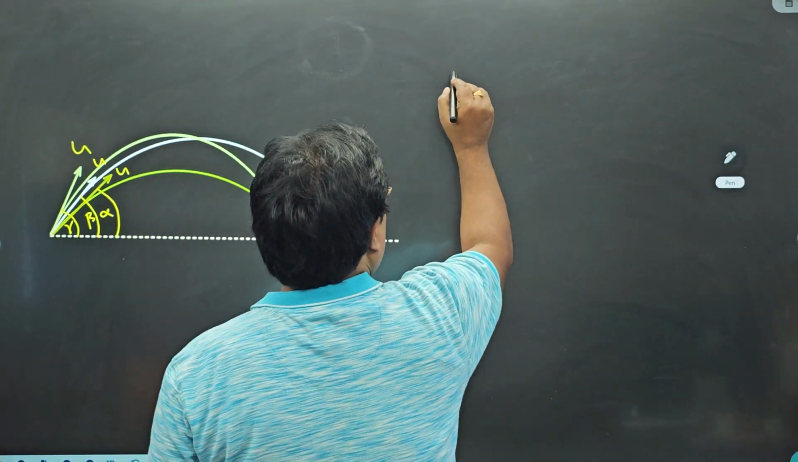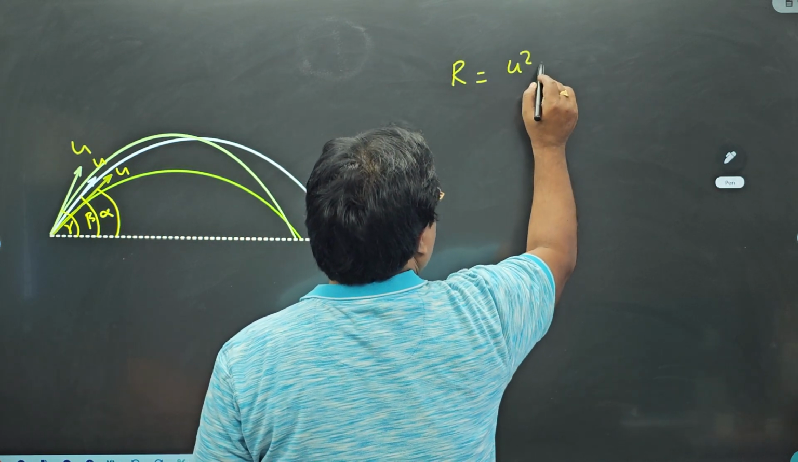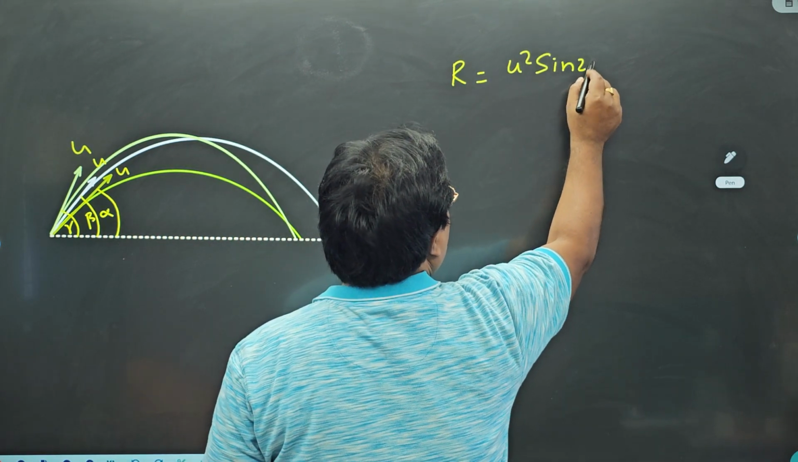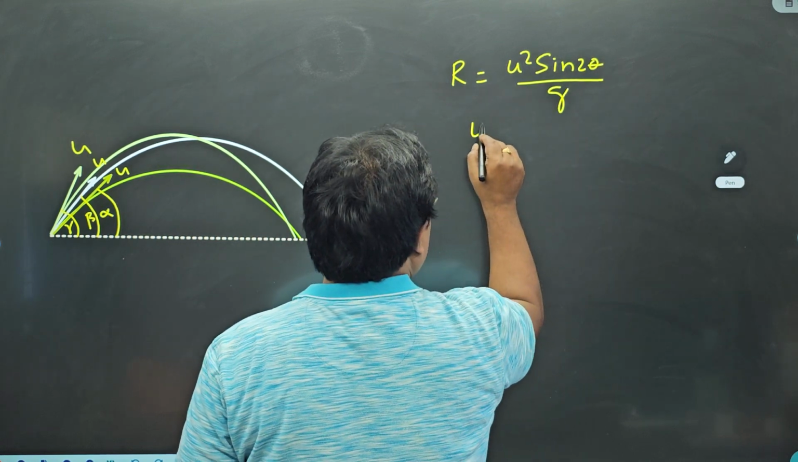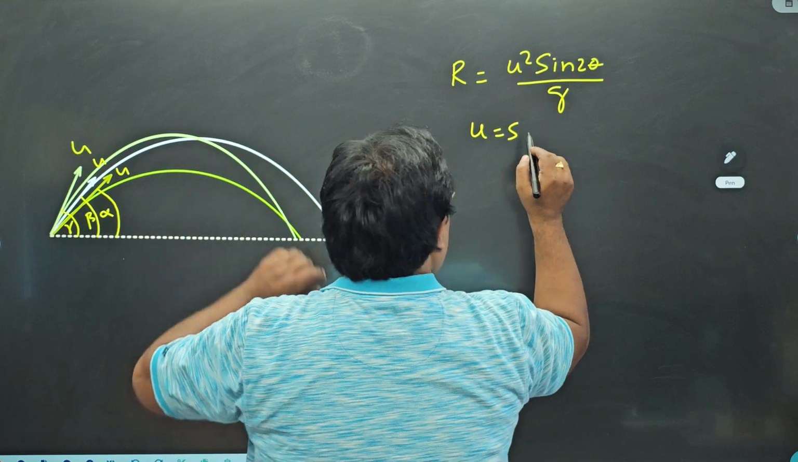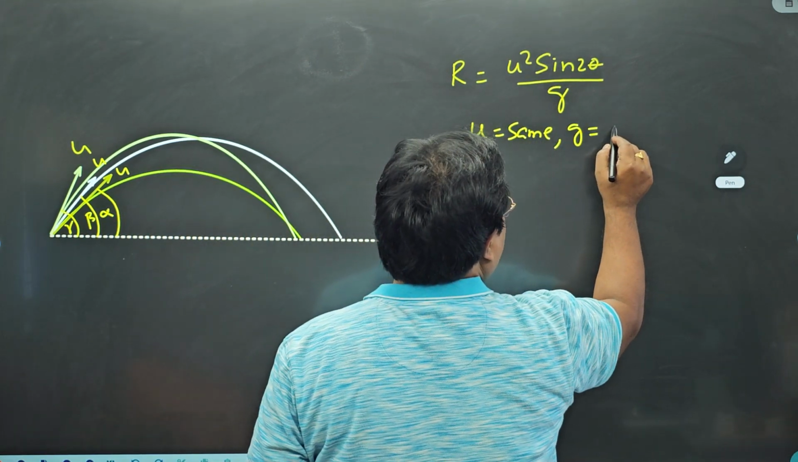Our expression for range, as I had just explained, is U square sin 2 theta by G. As U is same for 3 persons, acceleration due to gravity on the ground is constant.